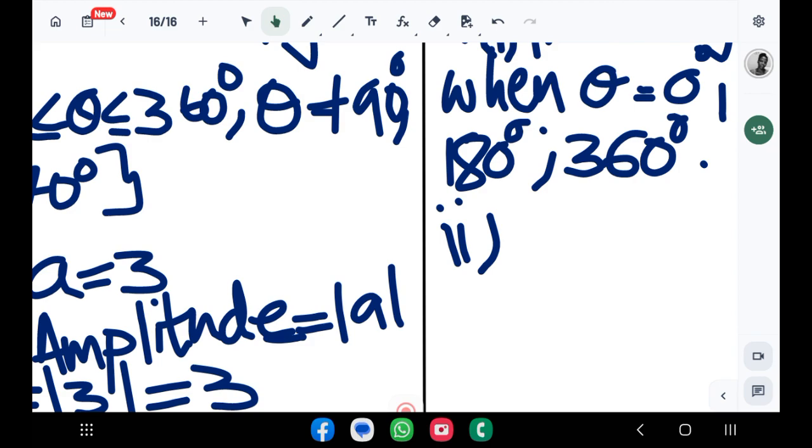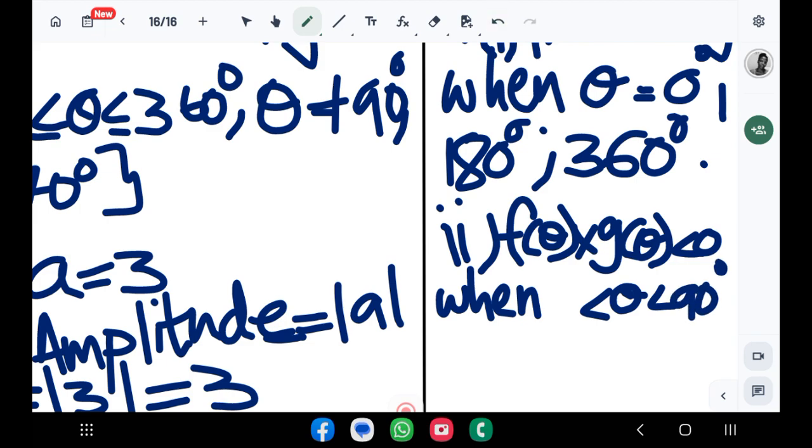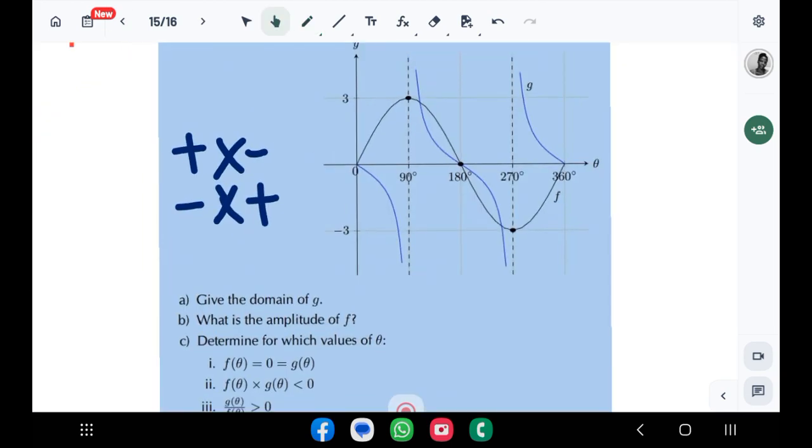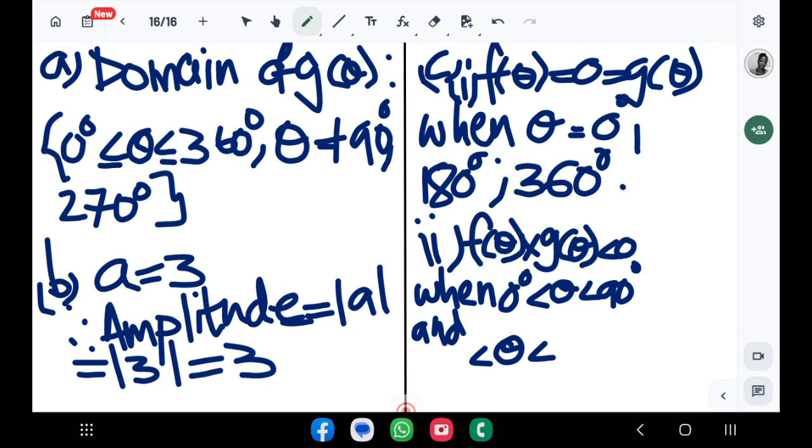So f of theta times g of theta is less than 0 when theta is between, and not including, 0 and 90 degrees, and when theta is between, and not including, 270 and 360 degrees.